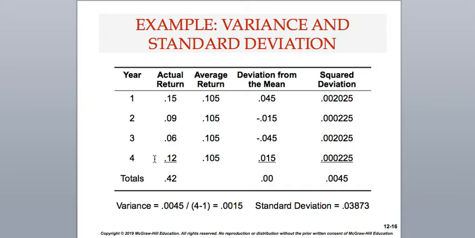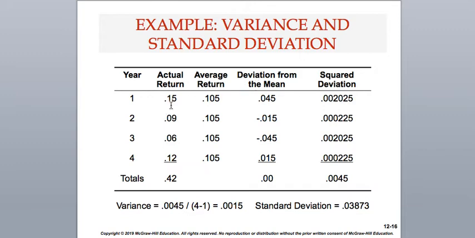The first step is to find the mean or the average. So how do you find the average return or the mean return? You add these up, your total, and you divide by 4 because you have 4 years. So you see that the average return when you add these up and divide by 4 is 0.105 or 10.5%. So that is the first step, to find the average. The second step is to find the deviation from the mean or the deviation from the average. Remember, mean, average, they mean the same thing.